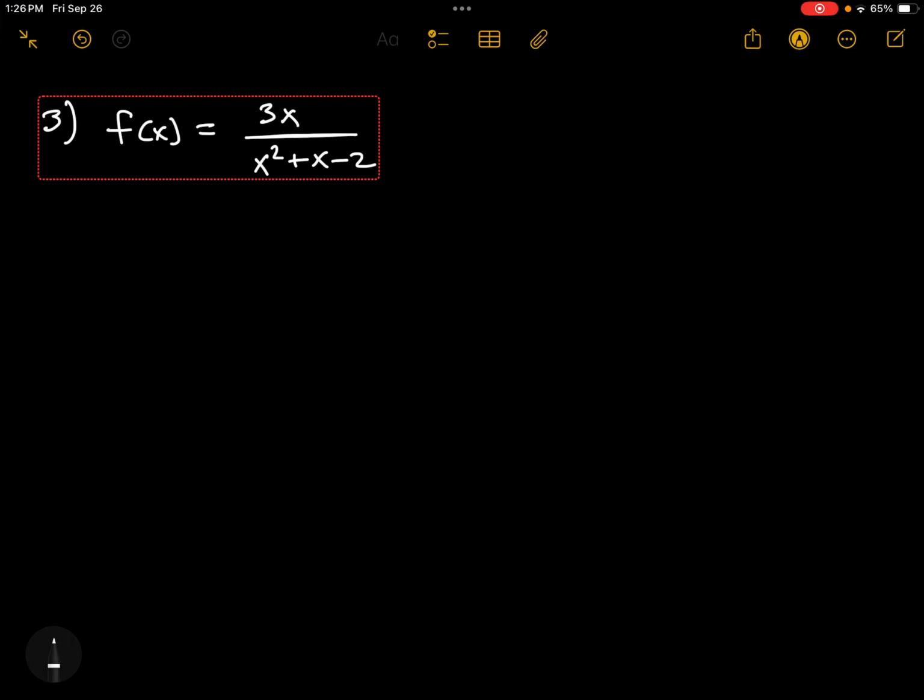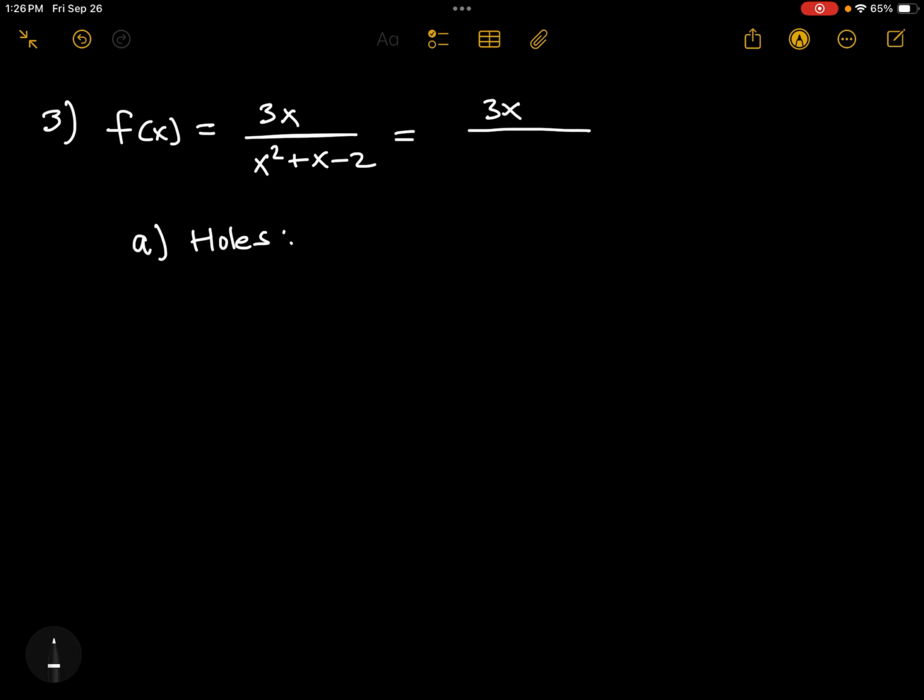All right, so let's take a look at some of these examples here. We're supposed to identify holes, asymptotes, intercepts, if any, and then state the domain. Okay, so in my notes, the way you are able to figure out if a rational function has any holes is basically you need to factor the numerator.